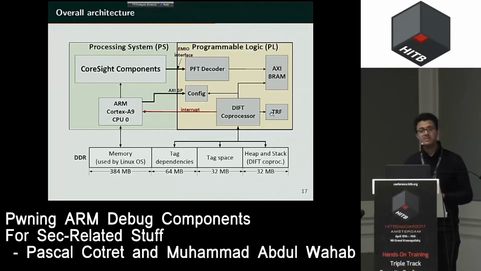We have other components. We needed to store tags of CPU registers, which are stored here. We also needed to store the tags of memory addresses used by the application, which are stored over here. The output of static analysis is stored in the tag dependency section over here. The coprocessor just propagates tags and checks these tags. And if something unsecure happens, it interrupts the CPU: stop, there is something wrong.